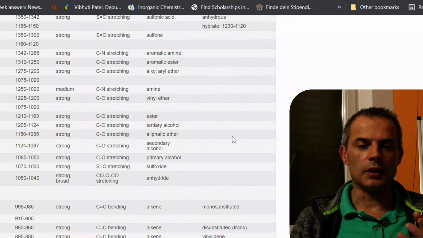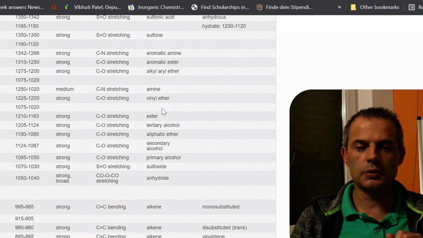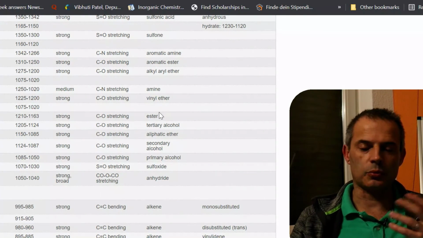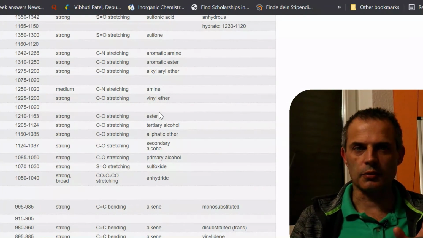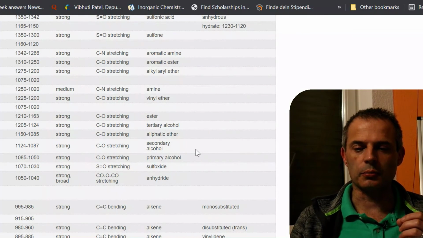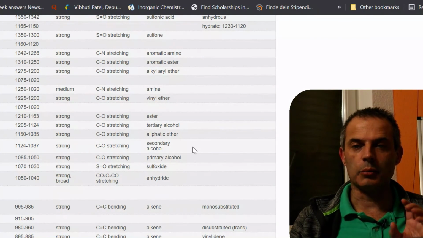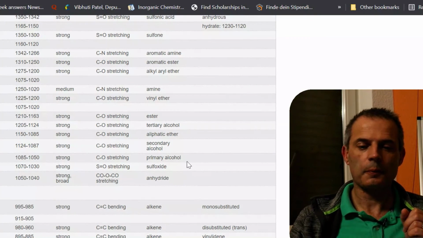So here we can see there's a lot of overlap between these absorbances, so if we didn't know which one it was, we would struggle with just infrared to tell the difference. If we know that there's an oxygen in our molecule and we know other things from the spectrum, then we can usually make a decision, but it can be challenging.